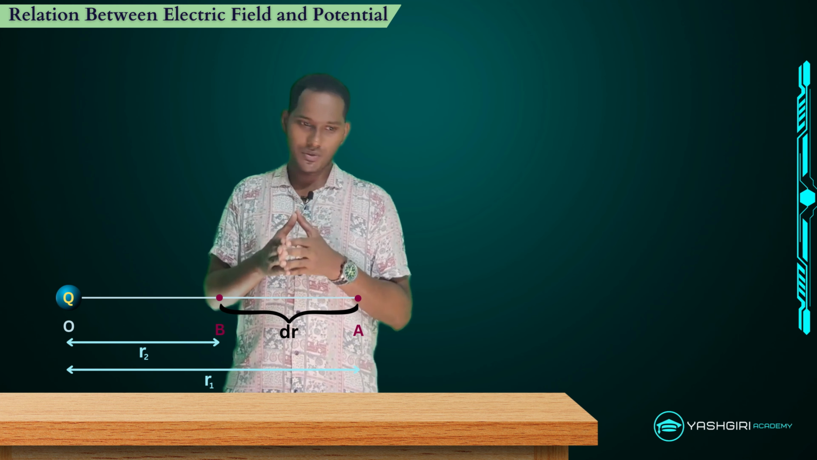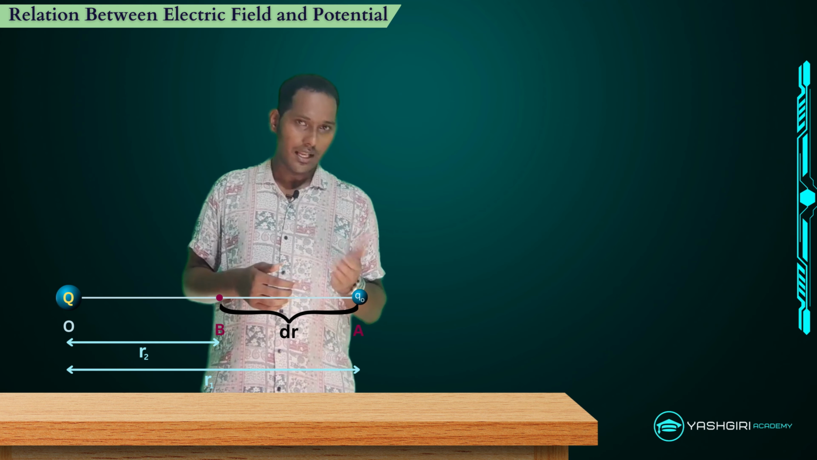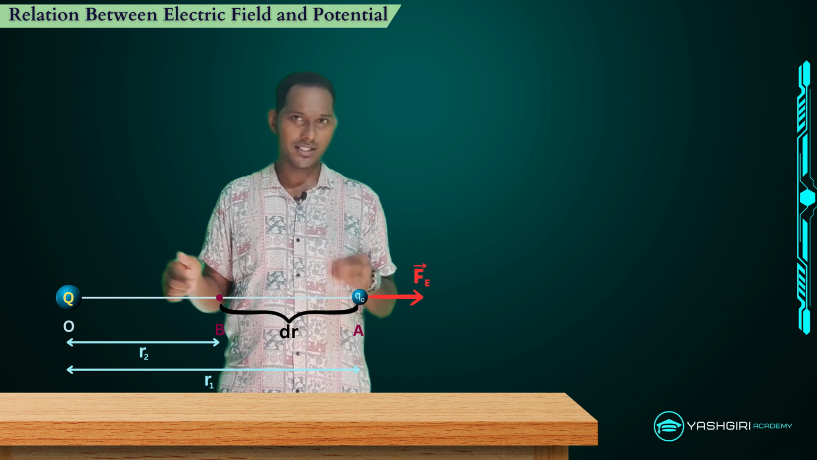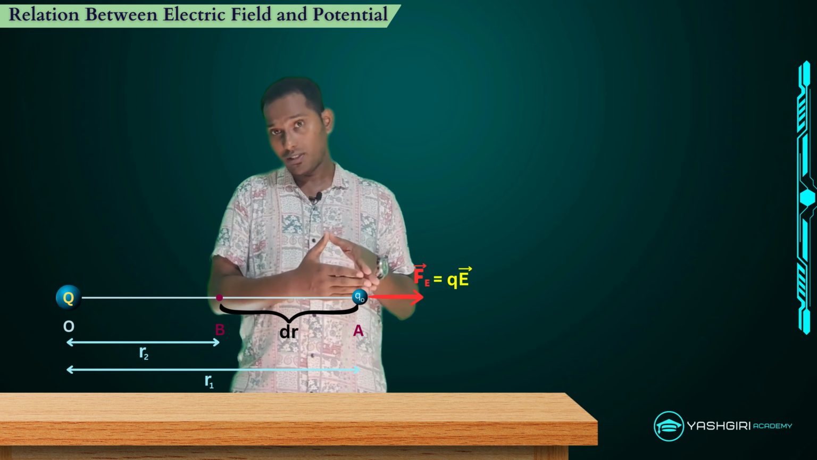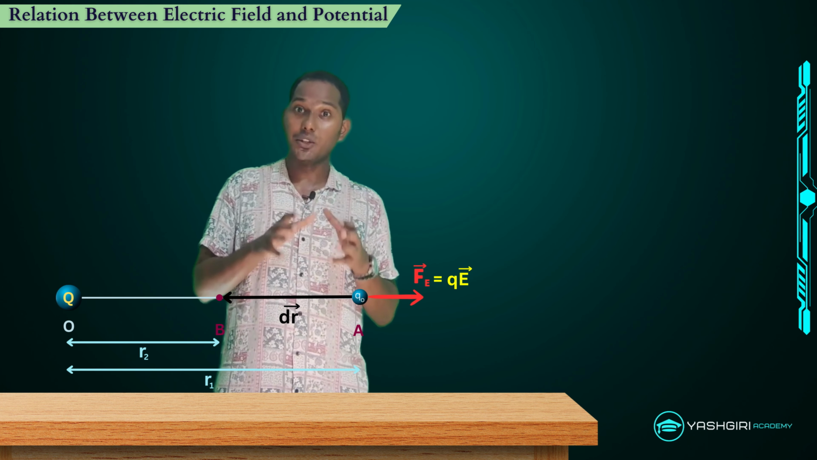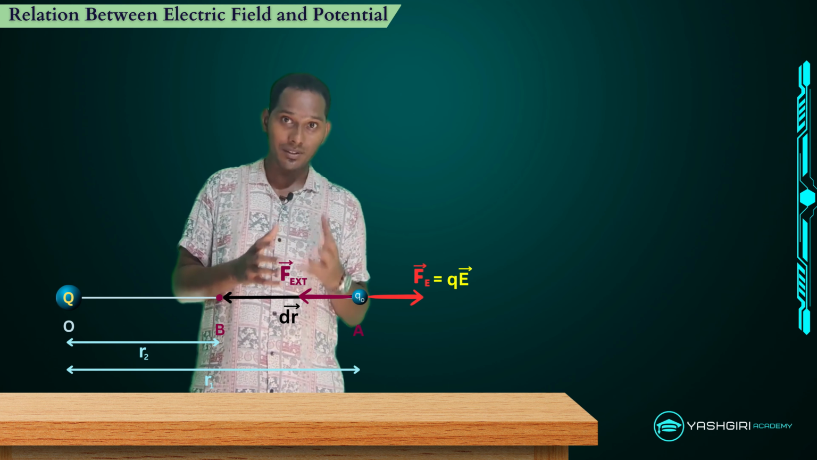Now what we're going to do, students, is take a test charge and place it at point A. I know that there will be an electric repulsive force on this test charge due to my positive source charge, and that will be equal to q times vector E. Now, if I want to move this test charge from point A to point B, there is some work done, right? And in doing that work, we have to bring an external force into the picture.